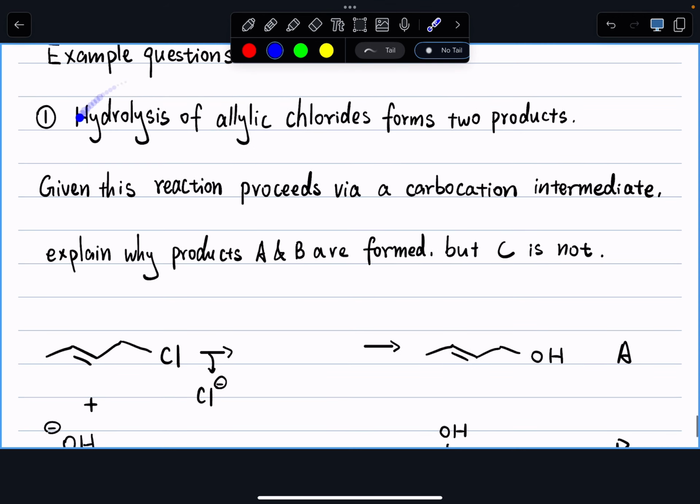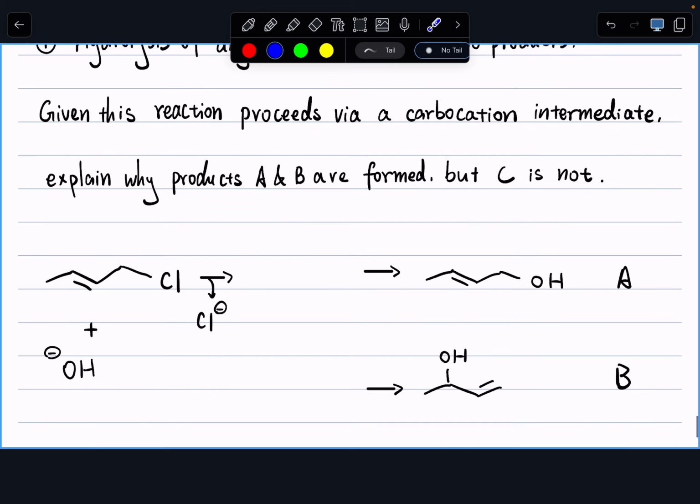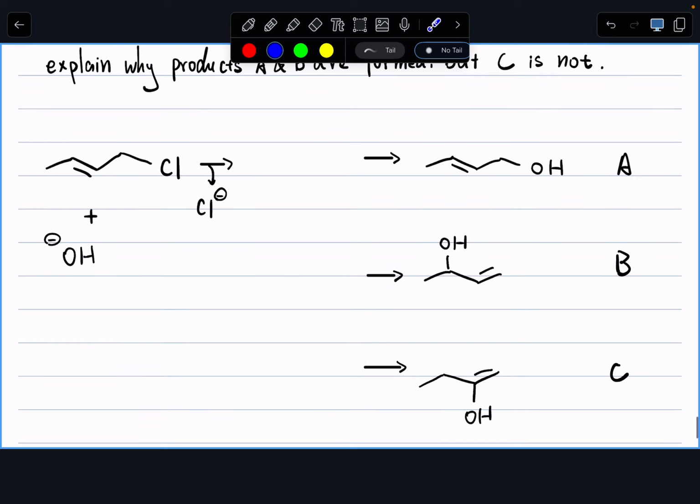The question here is we have a hydrolysis of an allylic chloride that can potentially form two different products. And we're telling you the reaction will proceed via a carbocation intermediate, which again is a carbon-centered positive charge. The question is why products A and B are formed, but C is not formed. These are the structures of my A, B, and C.